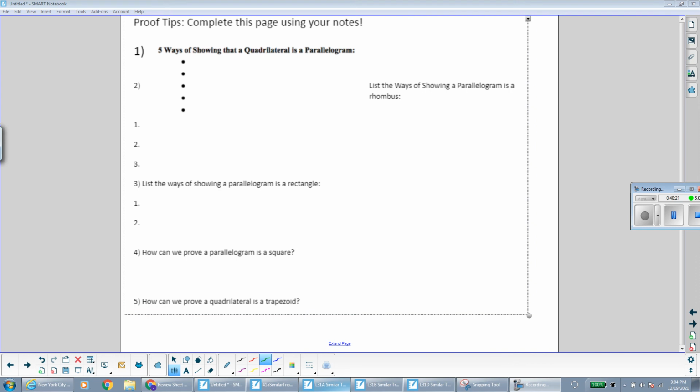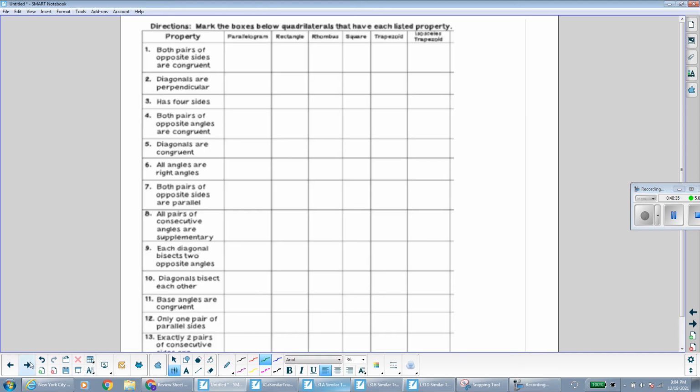You can see the answer key, the hard copy that's posted on Google Classroom, to see this filled in over here. And then you can fill in this page, and you can also fill in the chart on the back with the properties of the quadrilaterals that we've seen in class using the hard copy of the answer key that is posted on Google Classroom.